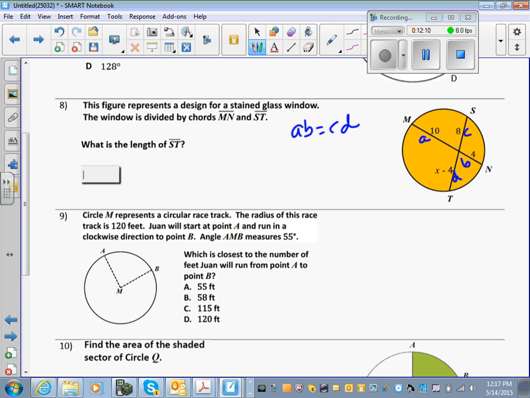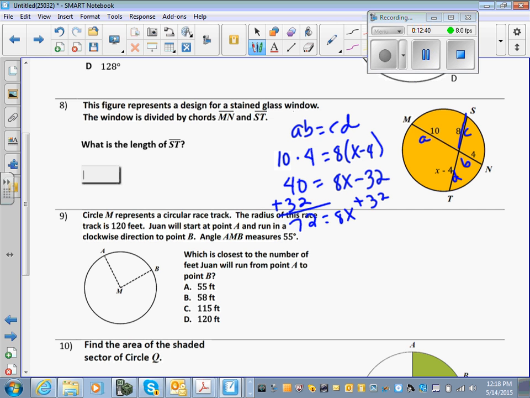So you have to do 10 times 4 equals 8 times x minus 4. So remember, when you're multiplying C with D, you've got to distribute. This would give you 40 equals 8x minus 32. And just go ahead and finish up the problem. I think you do plus 32 on both sides. So this gives you 40 plus 32, which is 72, equals 8x. Then you divide both sides by 8.